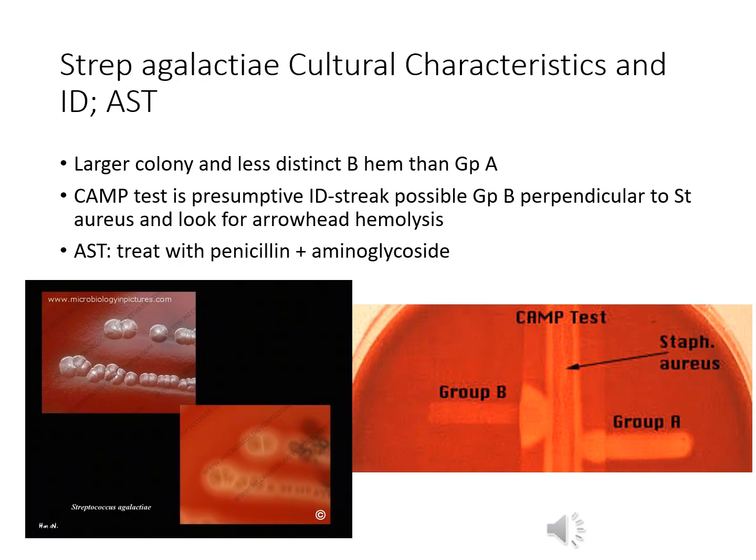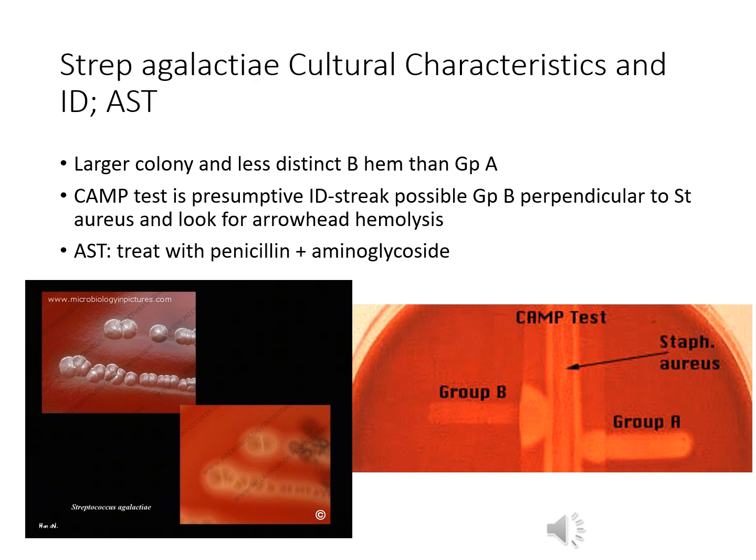So with group B strep, this is going to show a larger colony with less distinct beta hemolysis than group A. Sometimes you actually have to use your loop and move the colony to see the hemolysis underneath it, because it's not going to give you that big halo like group A will.